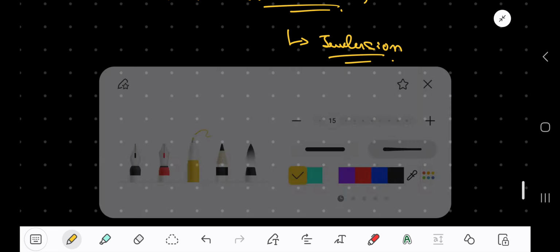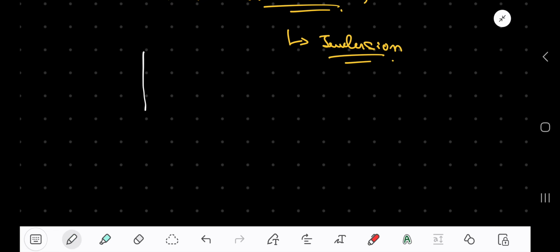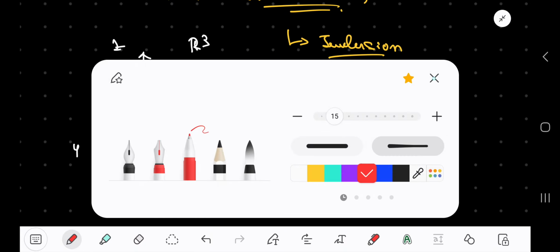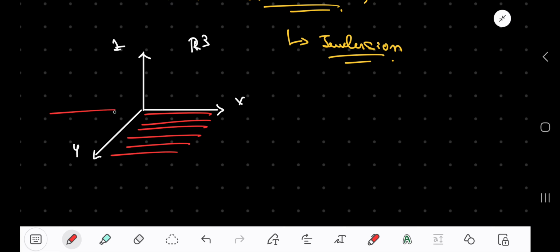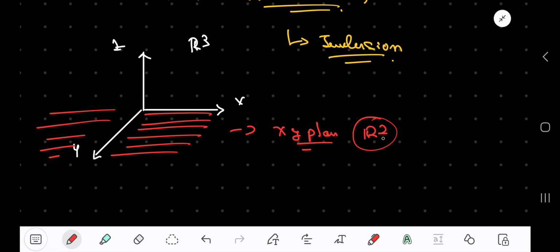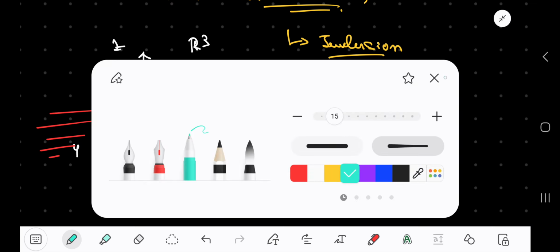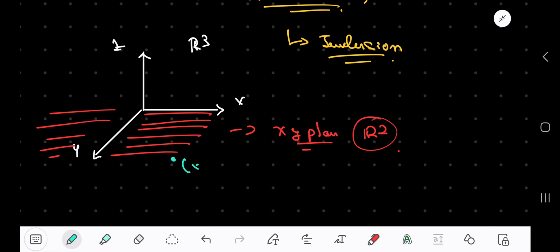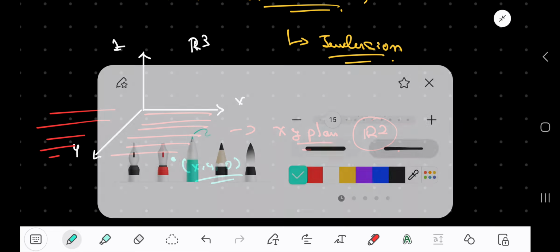For example, the simplest example we can talk about is, suppose you have R3, this is your usual R3 space with axes X, Y, Z, and this complete plane is what we refer to as the XY plane. This is nothing but your usual R2 plane. Any coordinate you choose out of this plane is of the form (x, y, 0). So this is R2 sitting inside R3, and this is what we are basically mimicking here.